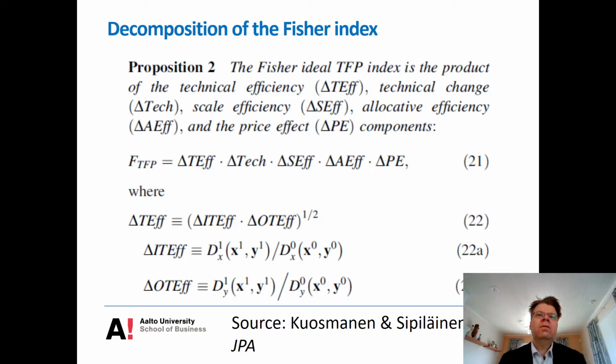Also, of course, if we do not have the price information, so I started this lecture with the motivation that perhaps price information is not available or it might be unreliable, we also have this shadow price Fisher index. So these last 2 components of equation 21 would then simply disappear. If we do not have price information, we cannot measure allocative efficiency and price effect. But then we could also use this decomposition to decompose the shadow price based Fisher index.